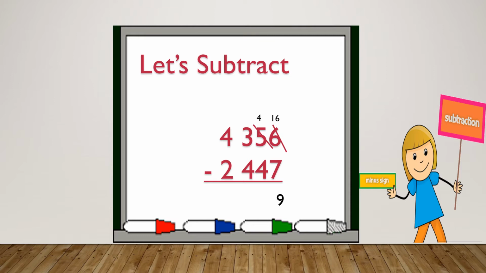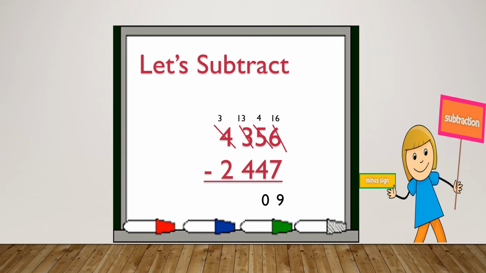Now we move to the tens. 4 take away 4 gives us 0. Now we'll move on down to the hundreds column. 3 take away 4, that can't work. And so we're going to have to rename the thousands place. We're going to rename the thousands 3. And the one that we took from the thousands, we're going to use that to rename our hundreds. And our 3 will become 13.